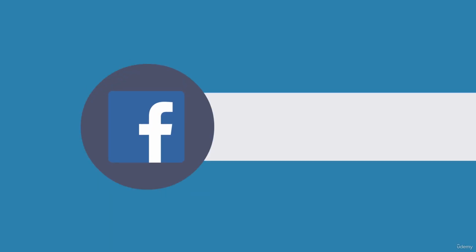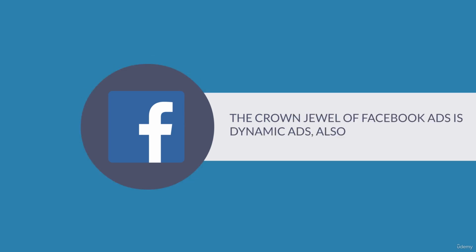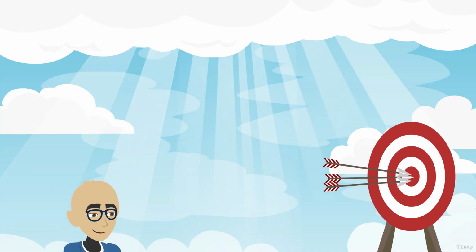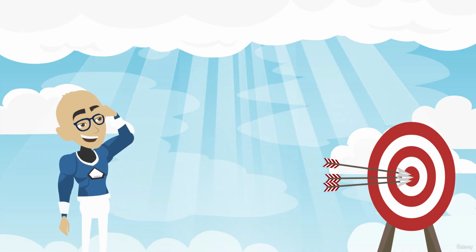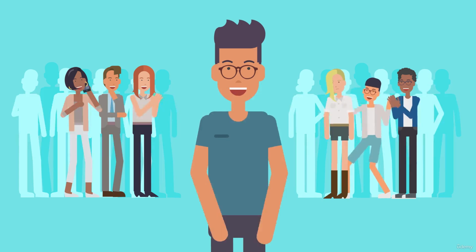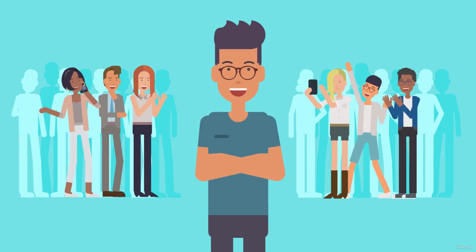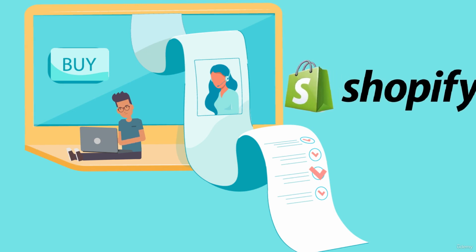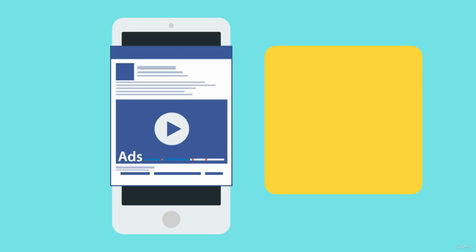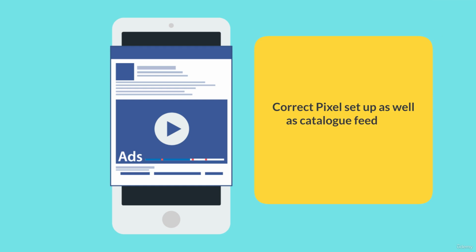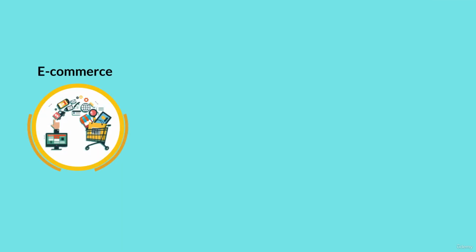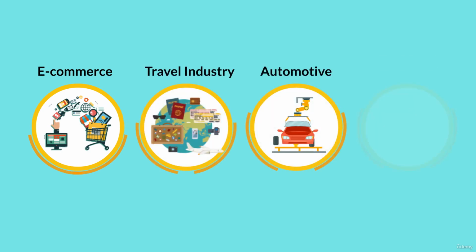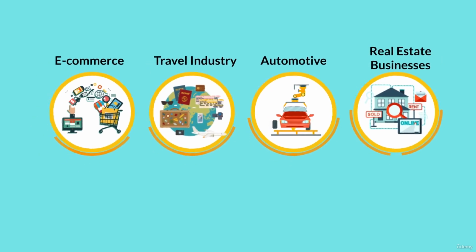The crown jewel of Facebook ads is dynamic ads, also called catalog sales. Dynamic ads are the most powerful retargeting tool that can transform all your biggest battles into great victories. They require automated synchronization with e-commerce platforms like Shopify and correct pixel setup as well as catalog feeds for standard websites. They're available for e-commerce, travel industry, automotive, and real estate businesses.